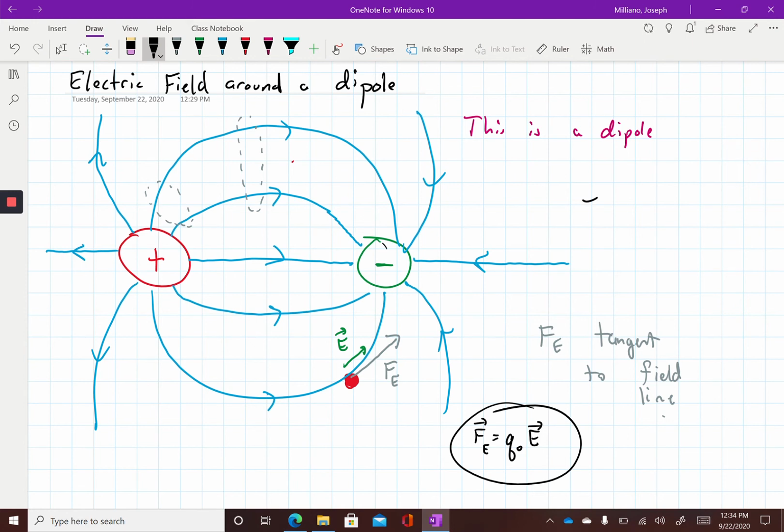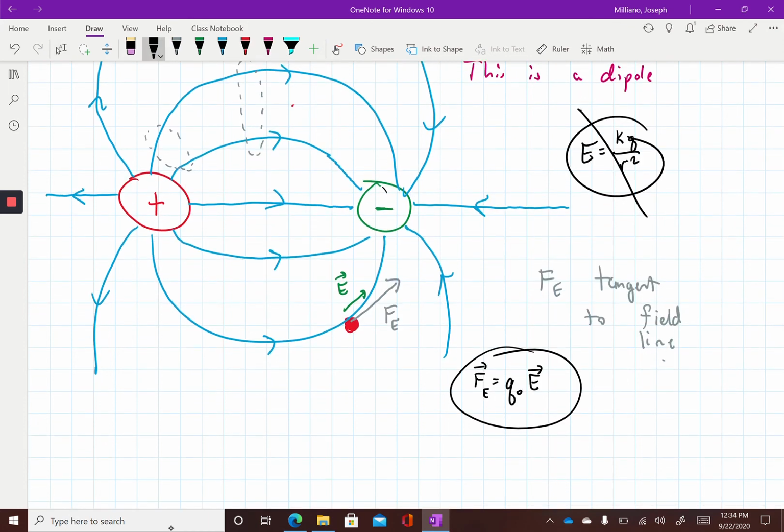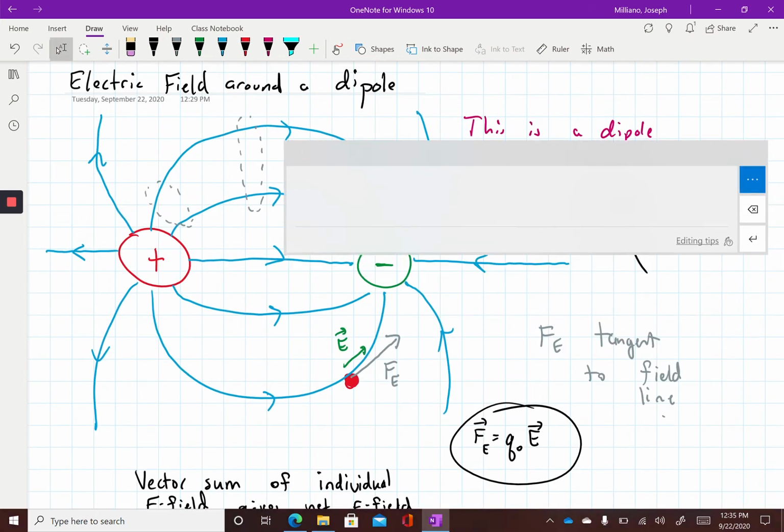We cannot use the electric force equals Q over r squared directly at any point because there are two charges. However, we can do the vector sum of the individual electric fields to figure out the net electric field. And we'll do some practice with that in class. All right, there we have it, the electric field lines around a dipole arrangement.